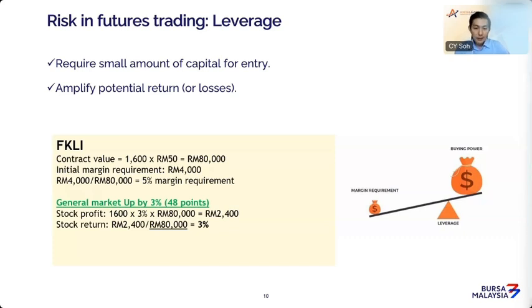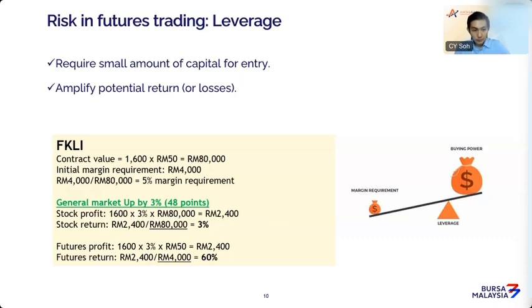However, if you are in the futures market, with one FKLI contract that tracks the overall market, 3% up is 48 points times $50 per point. So your profit for one contract would be $2,400. But you can see, because you are trading a futures contract, you are not coming up with 80,000. You just need to come up with $4,000 only. So the return in futures trading, with 4,000 to make 2,400, is actually 60% return.